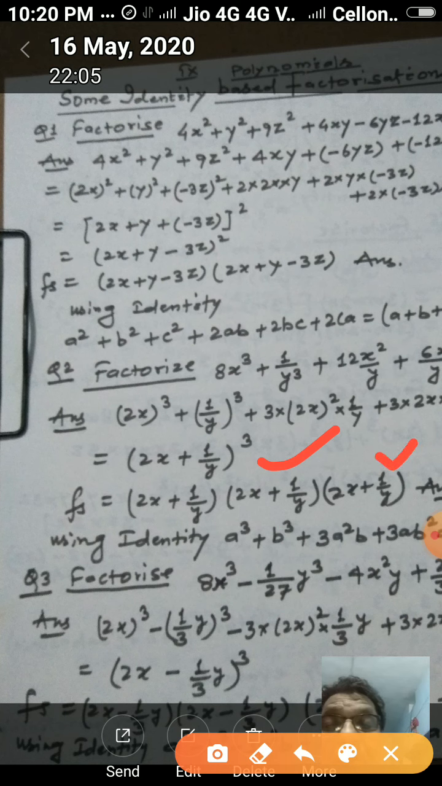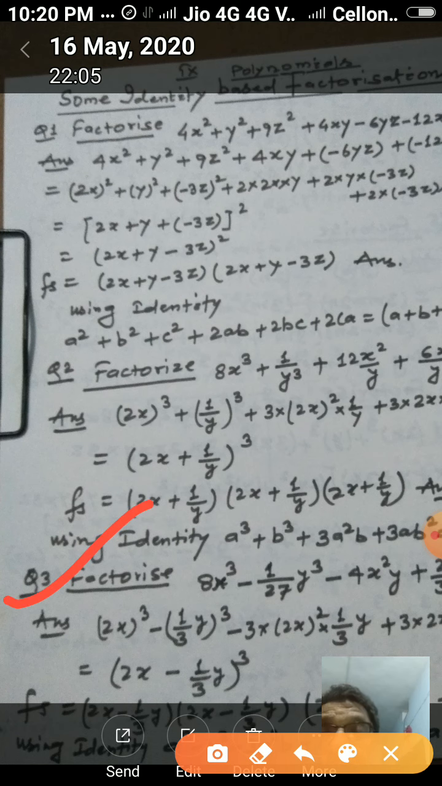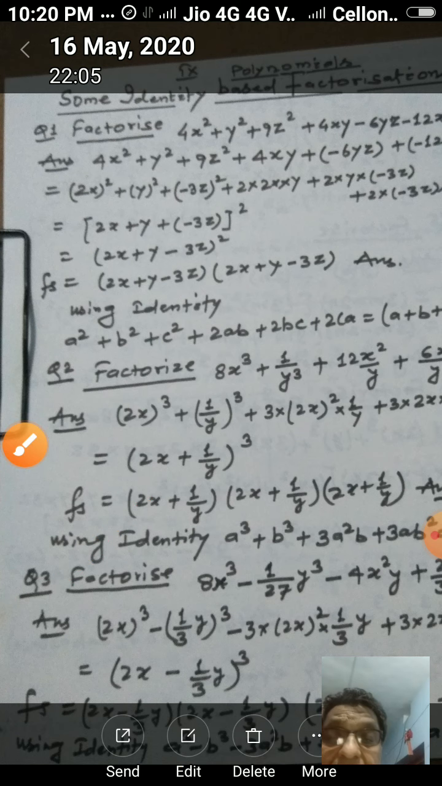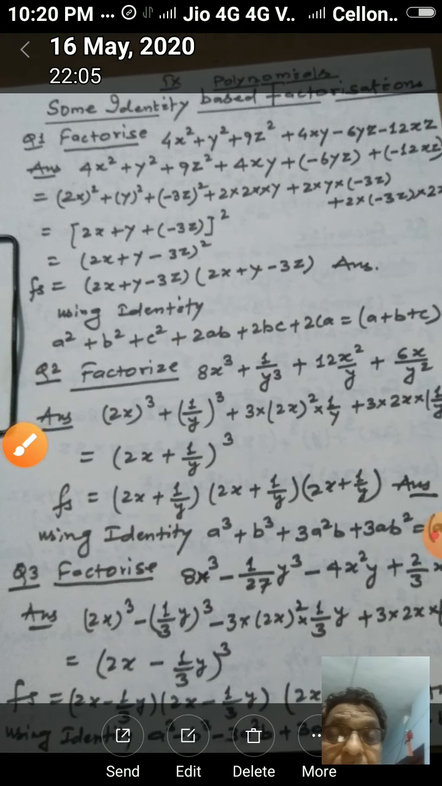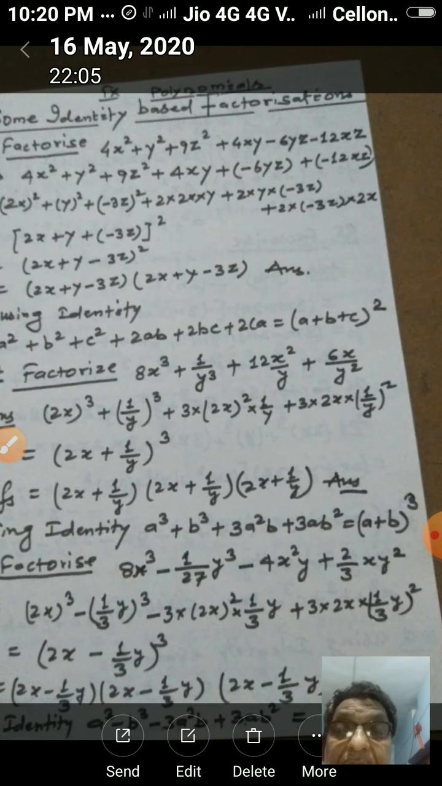So these 3 brackets are in product form, so these are the factors of the given question. The identity used is written here. A similar question is the third one, which I am reading: 8x cube minus 1 by 27 y cube minus 4x square y plus 2 by 3 xy square.